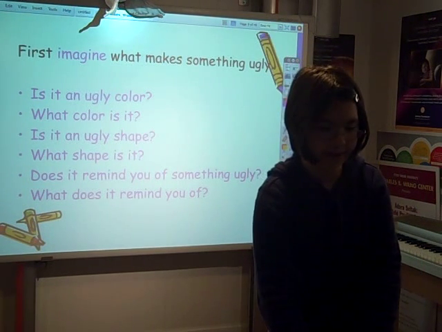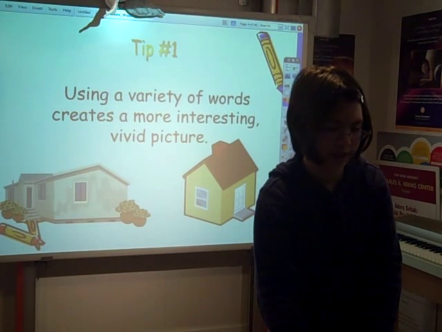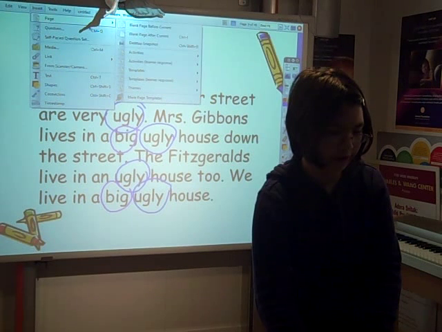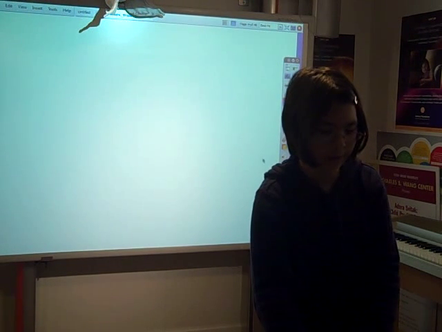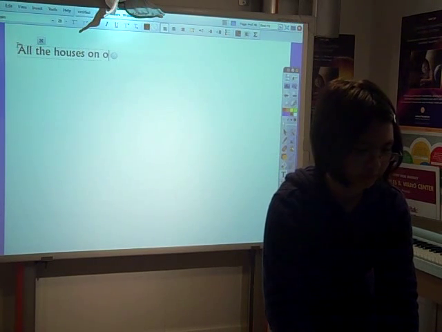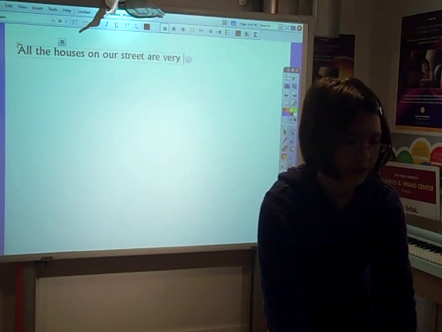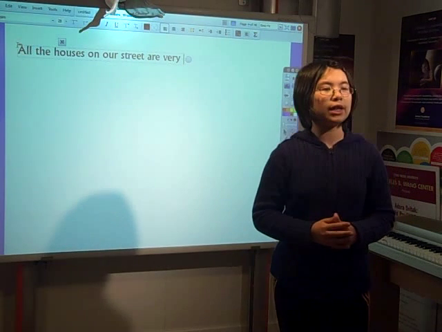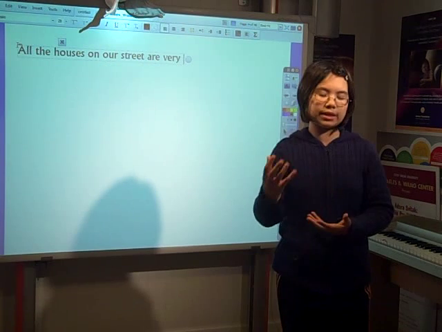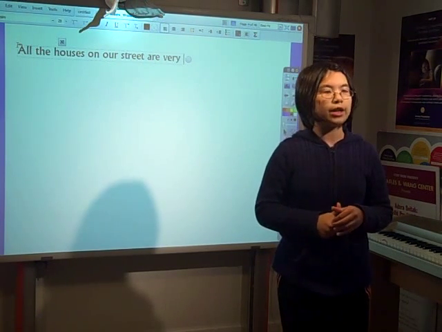Houses. Let's write our own version. All the houses on our street are very ugly. What is maybe a better word we can use for ugly? Pretty? Not pretty. Well, how about pretty. Can we think of a synonym? So a synonym is a word that means the same thing. So another word for ugly.